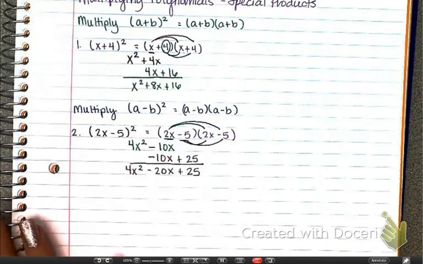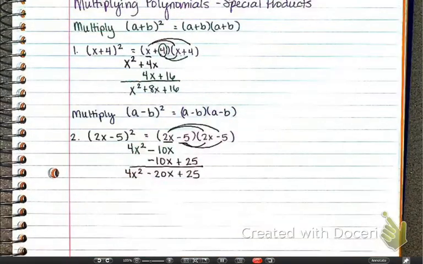Okay. So these ones are special because of how we have to write them. The next one's super special and going to be one that you love if you can memorize the rule.